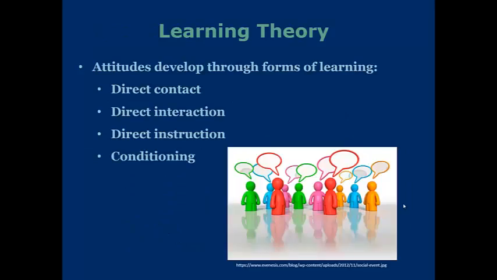The learning theory states that your attitude is developed through various forms of learning. Direct contact means that you have direct experience with whatever you're developing an attitude of. So, for example, if we were to talk about a religious group, let's say Muslims, if you had direct contact with Muslims, you're more likely to form an attitude because of it, and it's going to be shaped by the fact that you had a direct experience. Direct interaction is in a very similar vein. Direct instruction is when you are taught about, for example, Muslims, going back to our example. And conditioning is a routine habituation and formation of behaviors based around a specific thing.